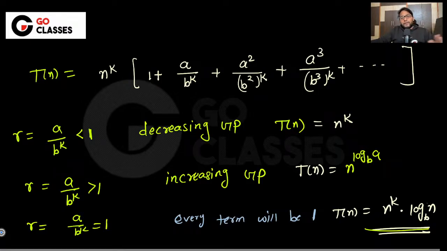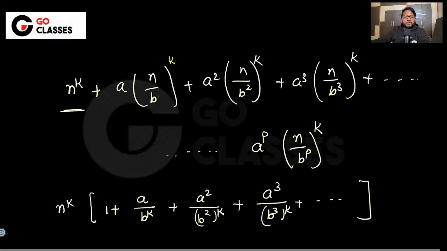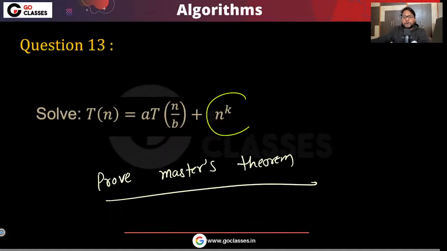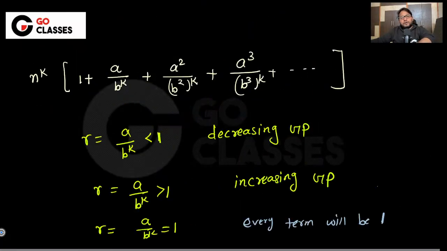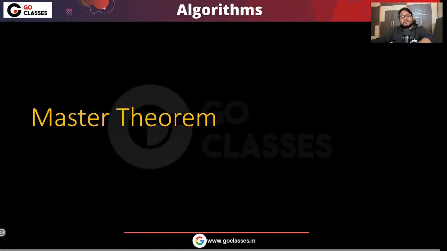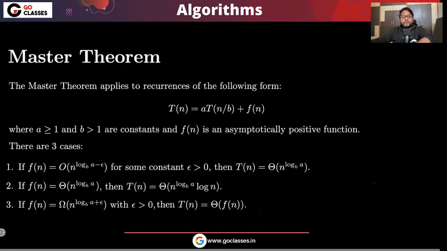In the Master's theorem, we use a general function, but the idea should be clear to everyone. So here I have just used n power k, but in the Master's theorem, we use a general function. General function means f(n). Now let's just see the Master's theorem directly. Master's theorem has different cases. Let me just tell you what those cases are.